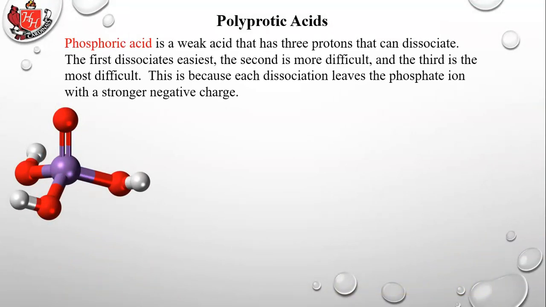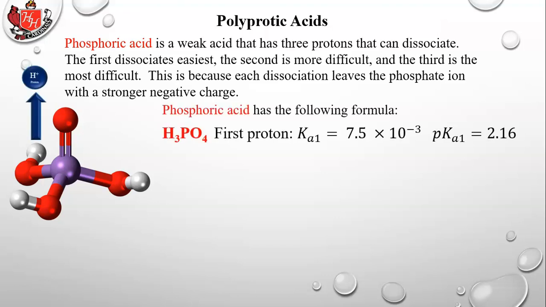Phosphoric acid is a weak acid that has 3 protons that can dissociate. The first dissociates easiest, the second is more difficult, and the third is most difficult. This is because each dissociation leaves the phosphate ion with a stronger negative charge, and therefore it's harder for a proton to escape. Phosphoric acid has the following formula, H3PO4.